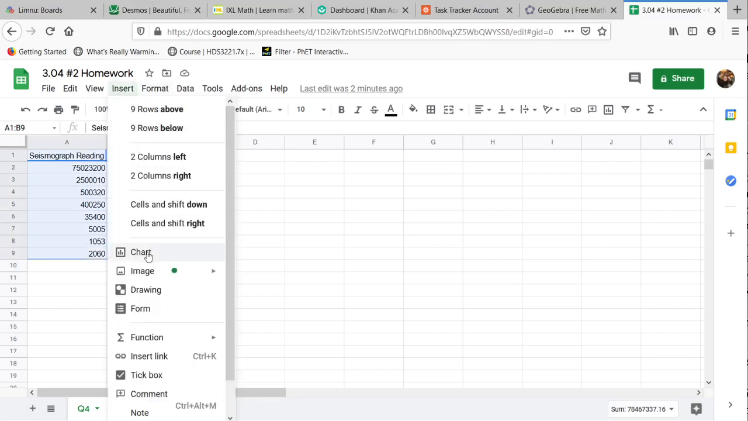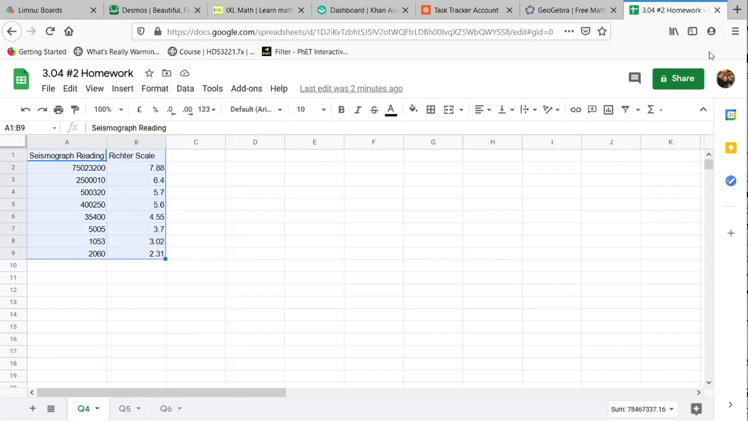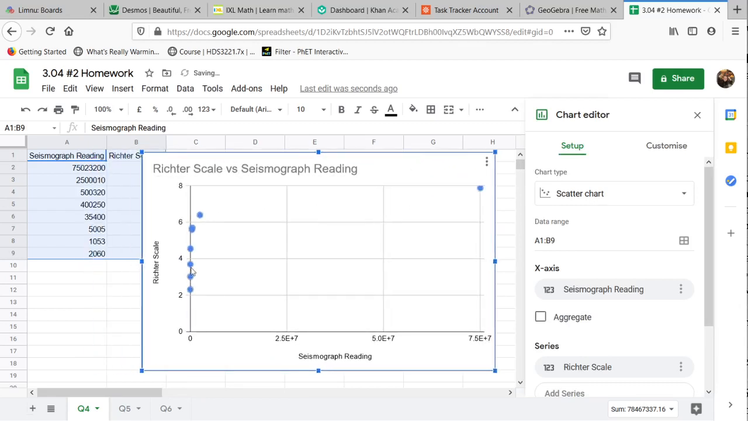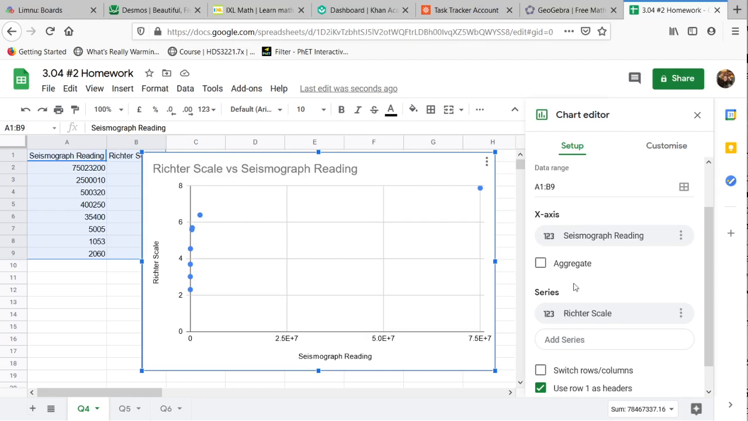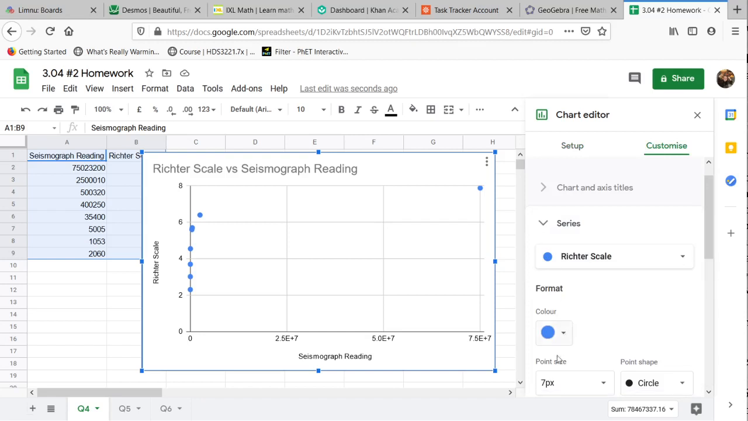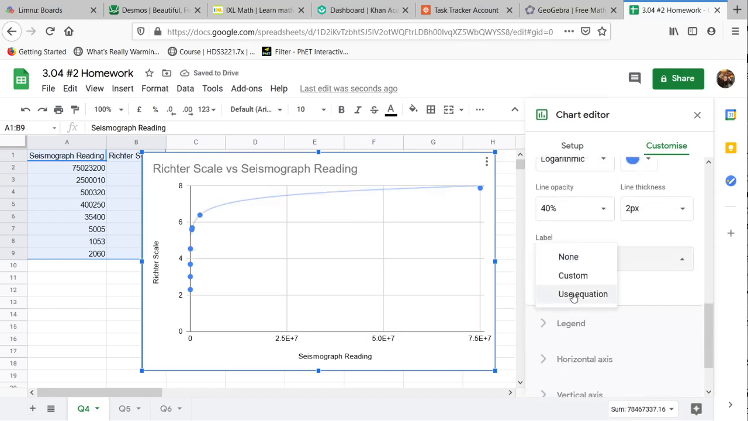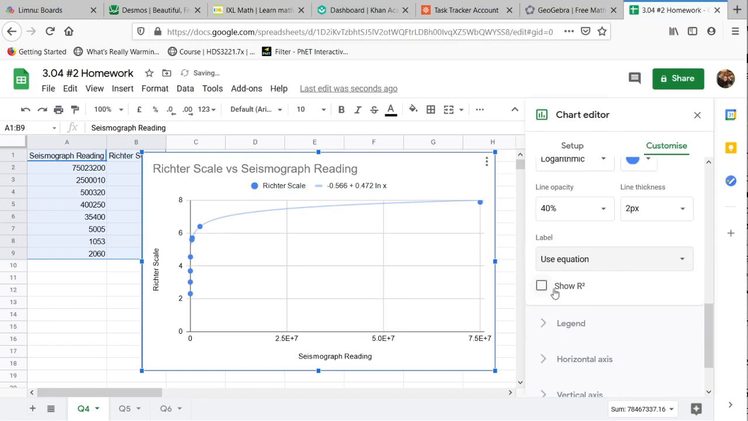So for example here, we are going to insert a chart after we've entered our data, in this case into a spreadsheet. We see that, yeah, this does look like a logarithmic plot. It is tapering off close to 0, so that means our independent is the seismograph reading, and our dependent is the Richter scale. The independent goes on the x, dependent goes on the y. We will customize our series to insert a trend line, and we'll make sure it's logarithmic, and we display the equation. So that's part B, to create a scatter plot.